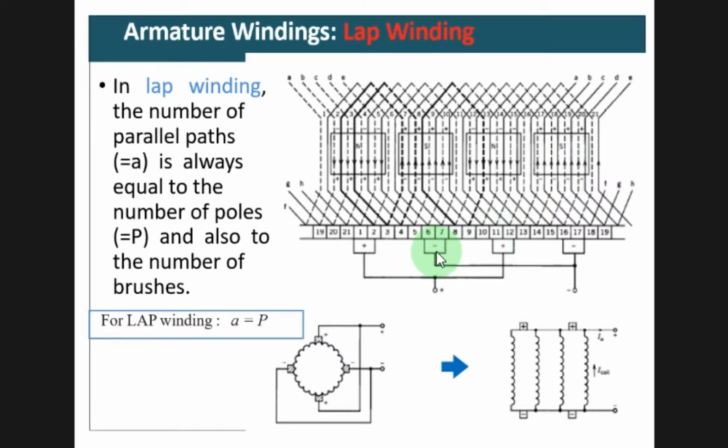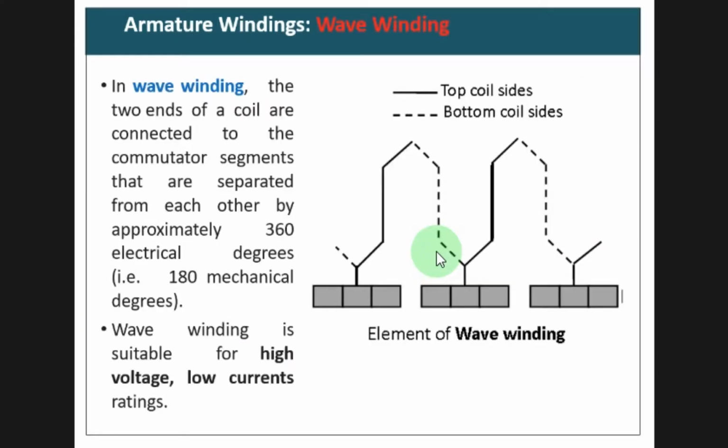Now if we look at the wave winding, the two ends of a coil are connected to commutator segments that are separated from each other by approximately 360 electrical degrees. That means 180 mechanical degrees.